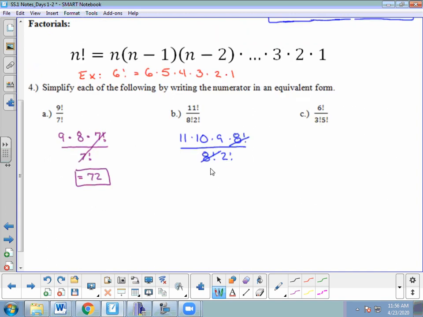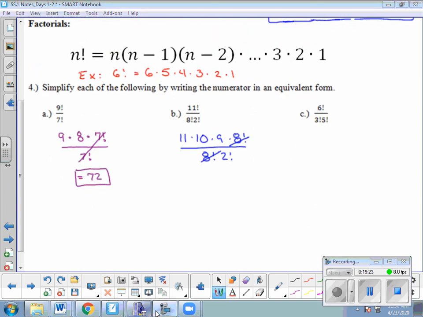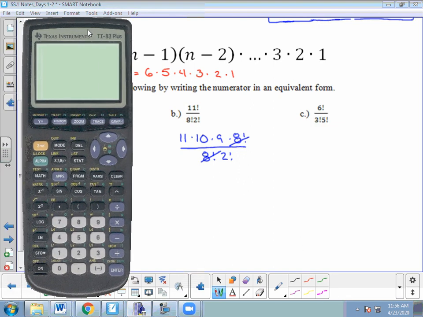Now, there's not a way to simplify this really any further. So what I'm going to do here is pull out the graphing calculator. I'm going to use the graphing calculator to help us get this answer. So the numerator is 11 times 10 times 9, which some of you may be able to do in your head, which is okay.